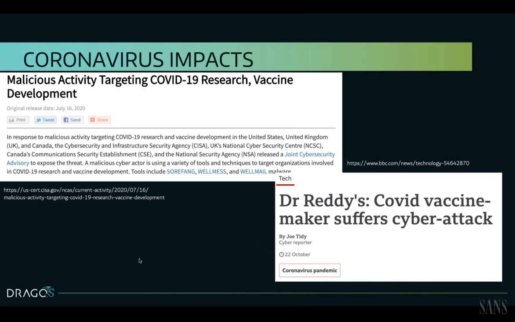You can see why, for instance, a ransomware actor might want to target an entity that's developing pharmaceuticals in a race to help people cure the coronavirus pandemic. So it's very interesting to see the coronavirus and the impact that it's having on the manufacturing threat landscape. And we do anticipate this to continue for the foreseeable future.